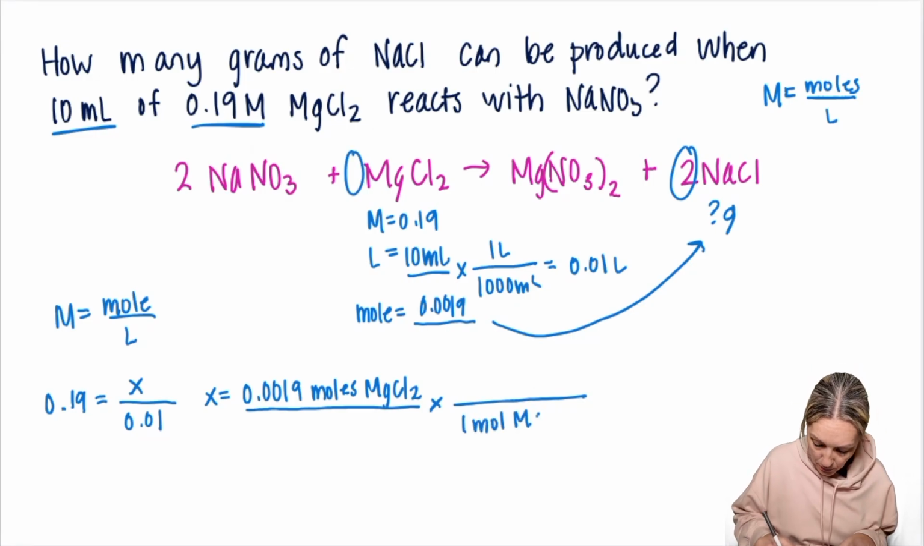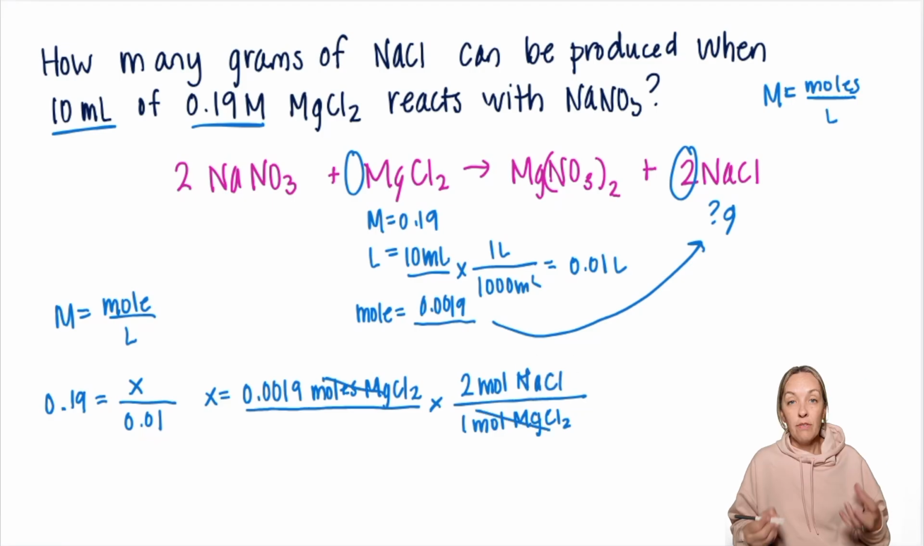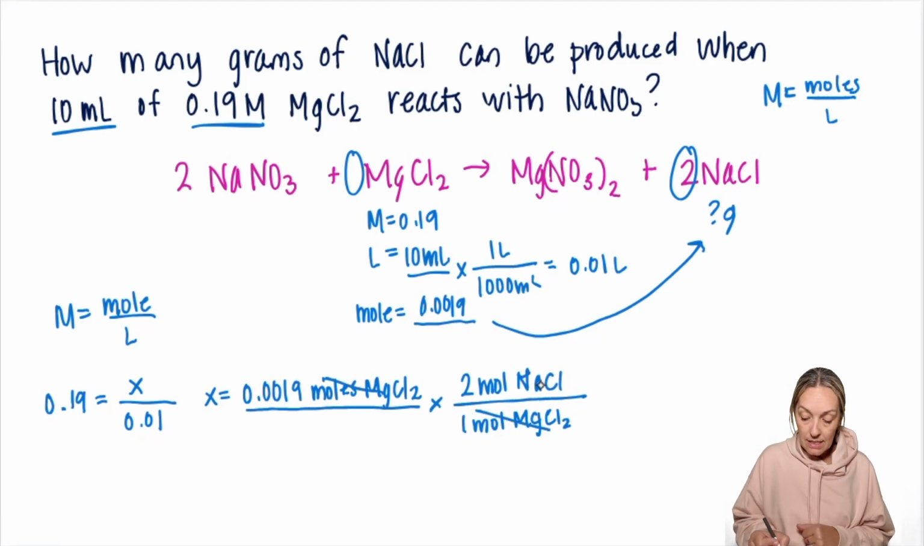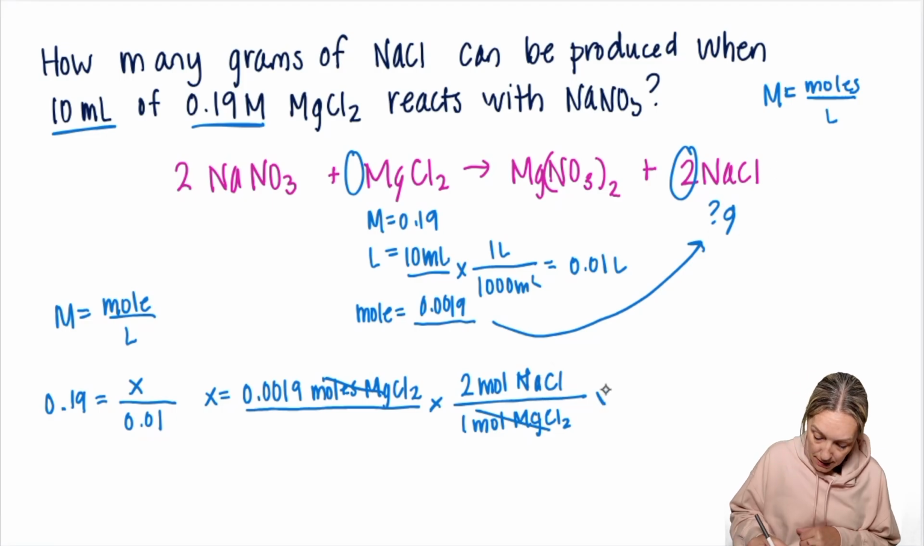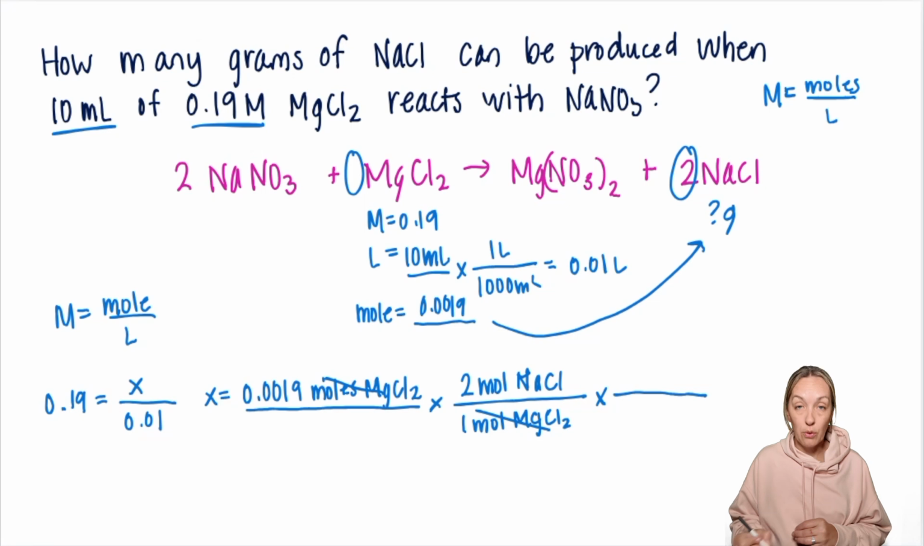For every 1 mole of MgCl2, I know that I'm going to produce 2 moles of NaCl. If I stop the problem right now, I have moles of NaCl, but the problem asked me for grams of NaCl. That means that I'm going to go one step further, and to get from moles to grams, I'm going to go to the periodic table and add up the molar mass of NaCl.